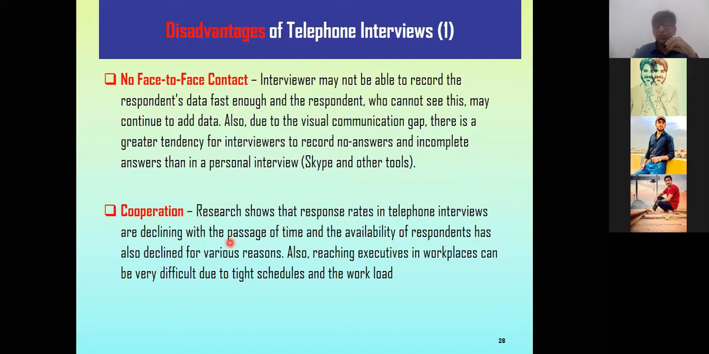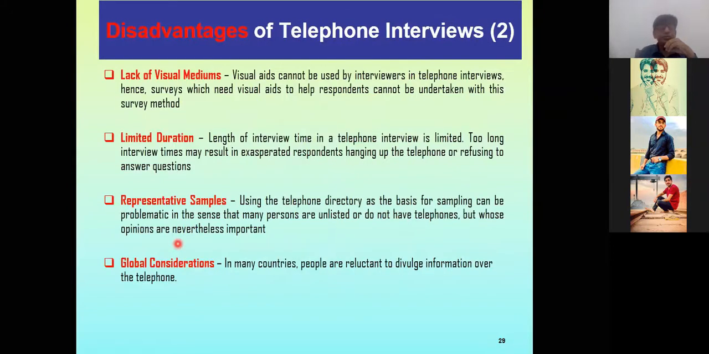And the cooperation. Sometimes the interviewees, the respondents, are cooperating with you, or sometimes they are not cooperating with you because of certain reasons. Sometimes they have a problem, sometimes they have to travel to another area, sometimes they are suffering from a disease. Any problem may occur. Sometimes there is cooperation and sometimes there may not be any cooperation.